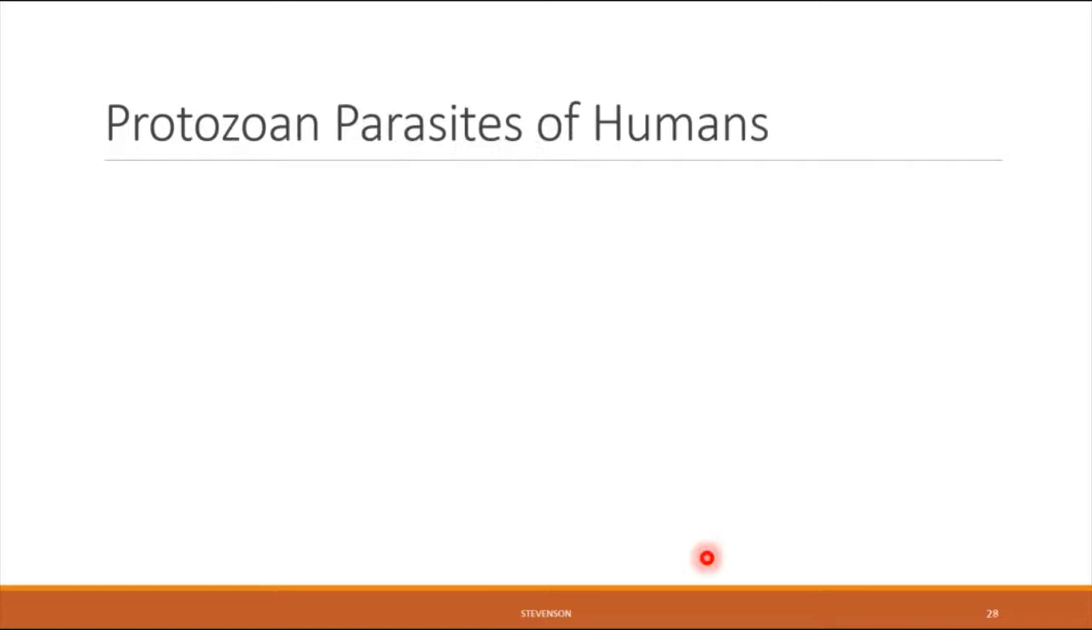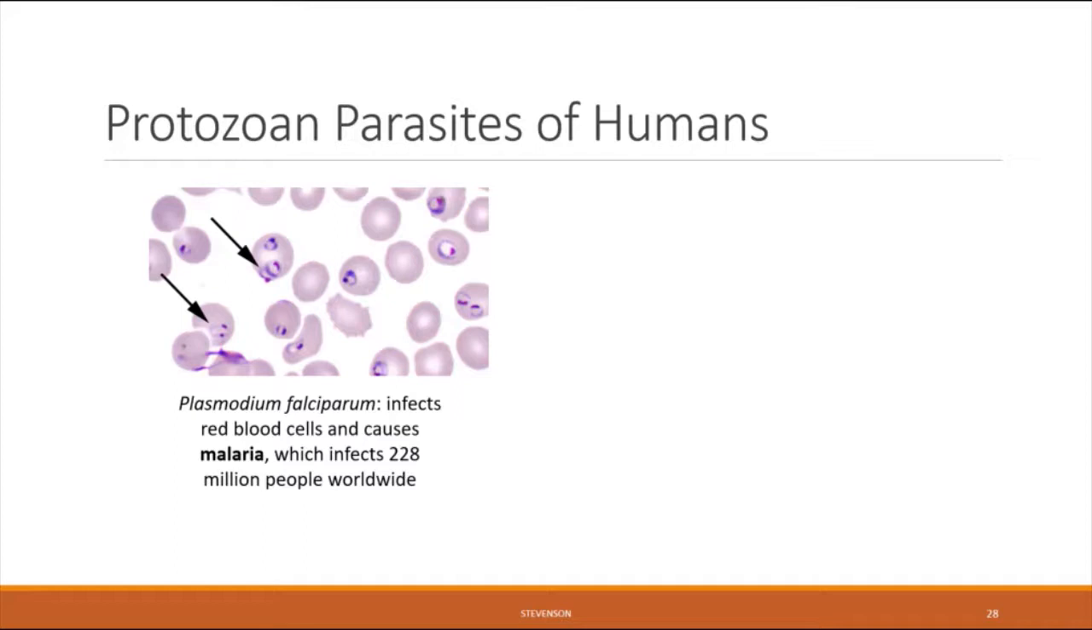I'm going to talk here about three of the more major protozoan parasites of humans, one of which is Plasmodium falciparum. This is the protozoan parasite that is the cause of malaria, which is a global pandemic that infects 228 million people worldwide.